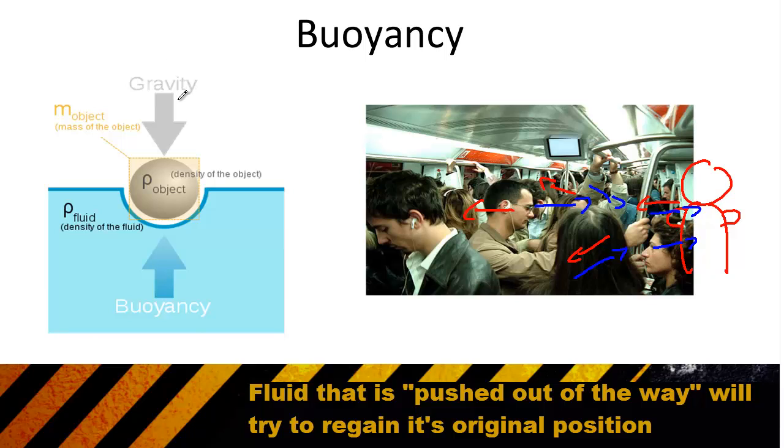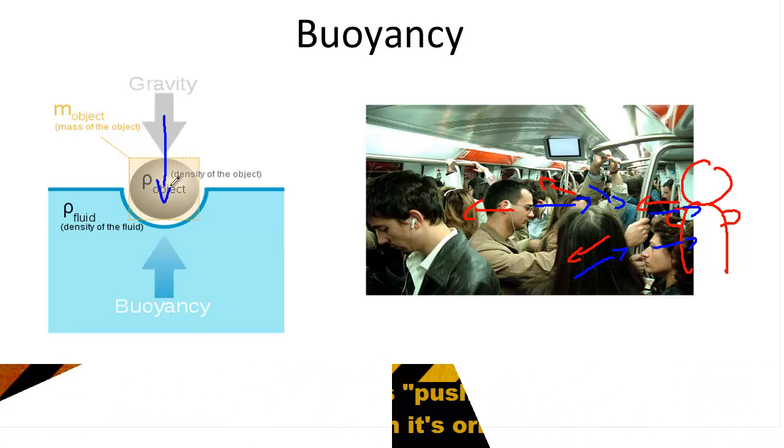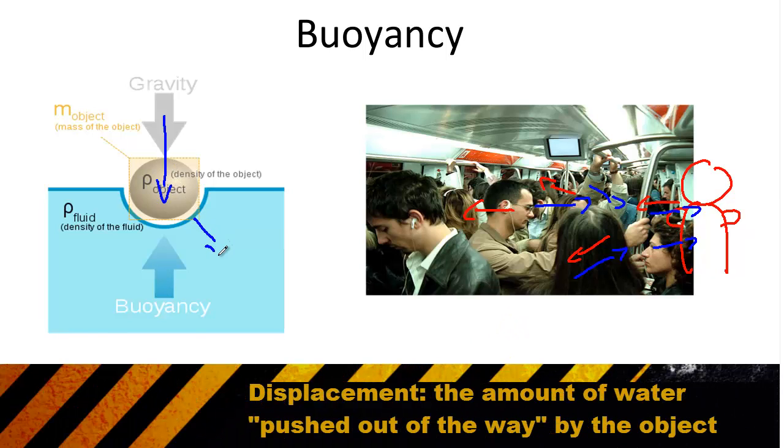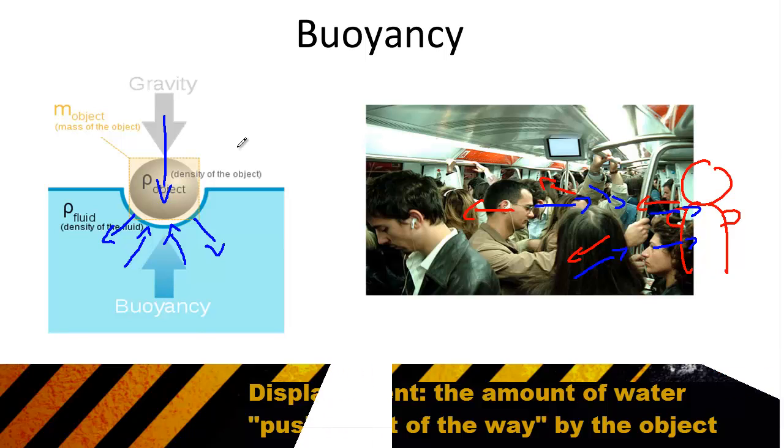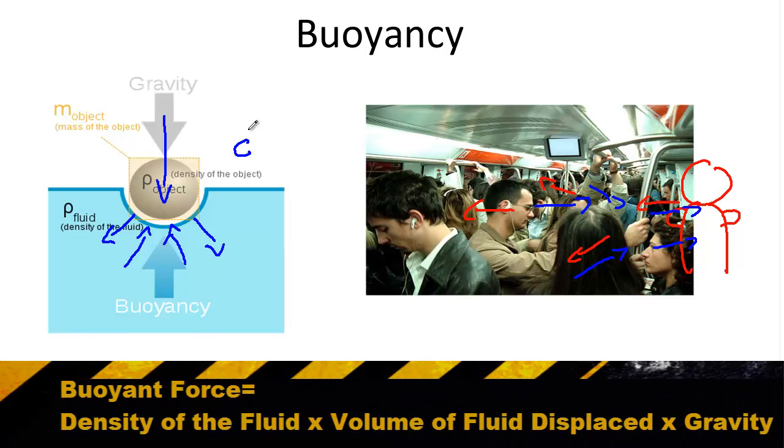As an object is pushed down into a fluid, it's going to have the exact same experience as a large man entering a crowded subway. As the object is pushed down, the fluid is pushed out of the way. We call this displacement. Displaced fluids are going to attempt to push back to regain their original position, and that creates an upward force. We calculate that upward force by multiplying the density of the fluid times the volume of fluid that was displaced times the force of gravity.